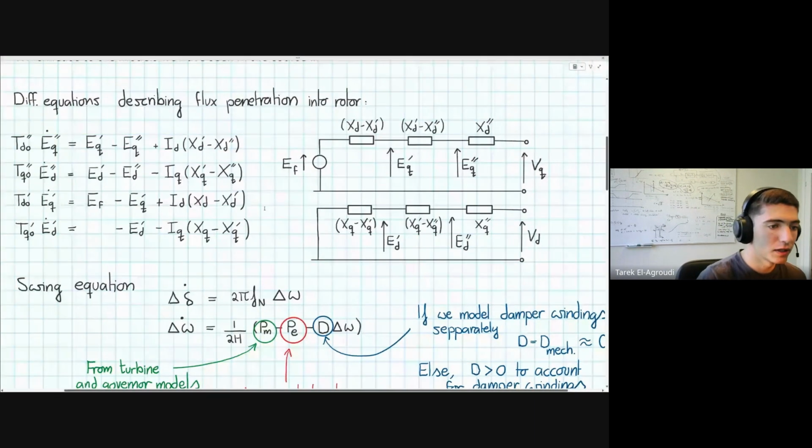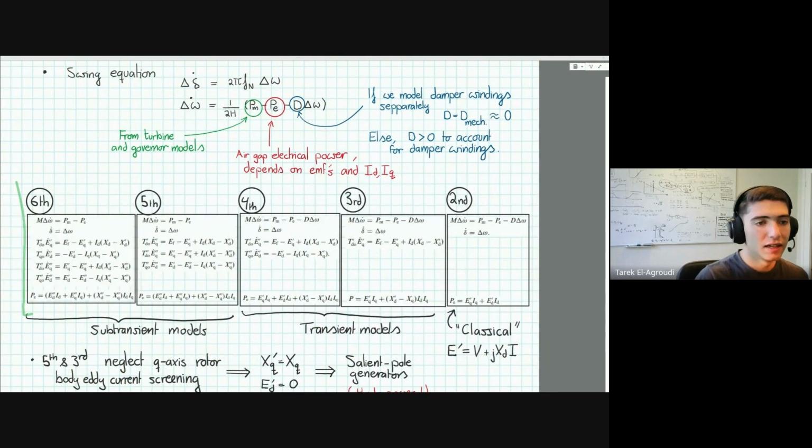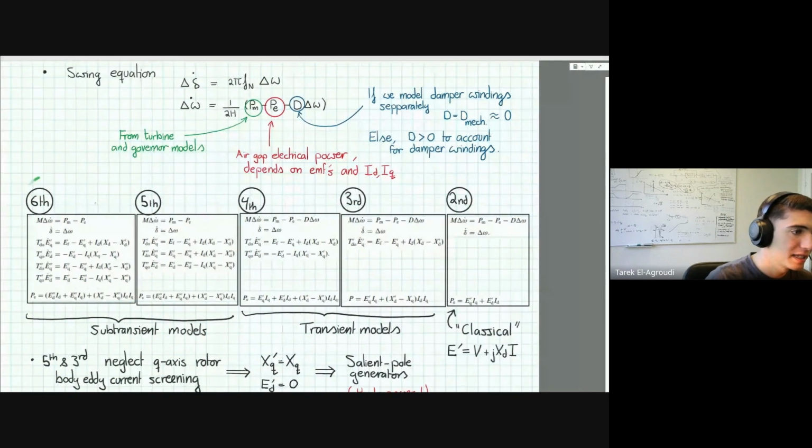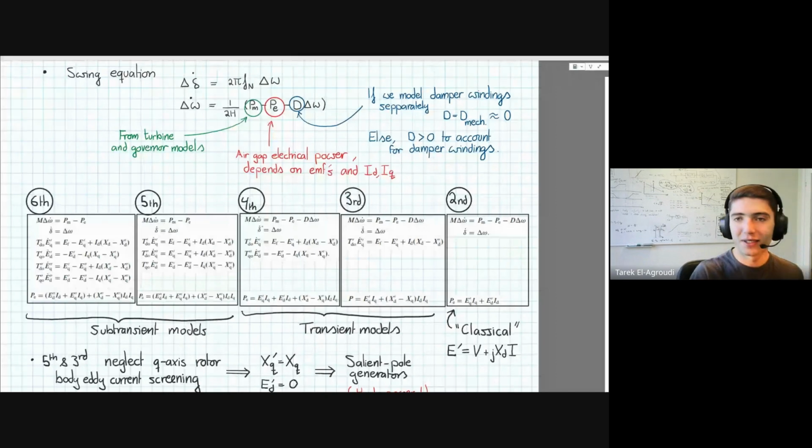And what we can do now is also understand what's actually the difference between all of these models. You can see that the 6th and 5th order models include this subtransient. The 4th and 3rd only include the transients. And the 2nd doesn't even model the change in the transients at all. So what you're basically saying in the 4th and 3rd order models, and the second one, is that your subtransient dynamics are so quick that you don't really care about the differential equation.